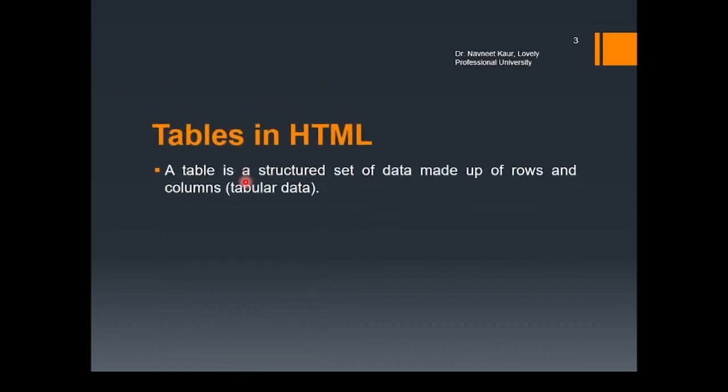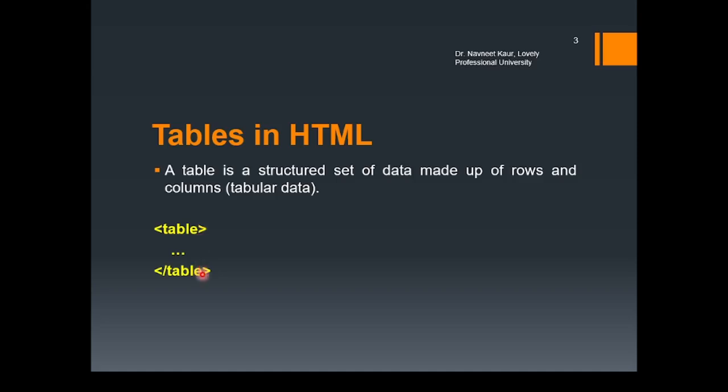First, we need to know what is a table. A table is a structured set of data made up of rows and columns. Any data that is represented in the form of a table is the tabular data. In HTML, we can create a table with the help of the table tag. But within this table tag, we have certain internal elements that are required to be used.